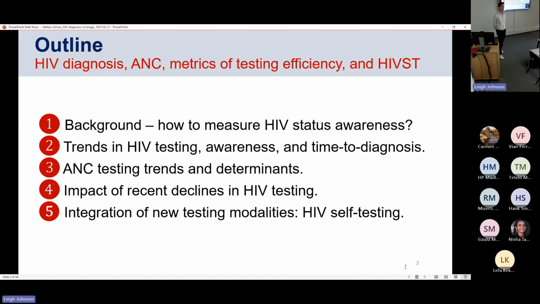The objective of the presentation today is to discuss work we've done on measuring diagnosis coverage, so the proportion of people living with HIV who are aware of their status, but also some ongoing work about how we can improve the model and where we should be going with these estimates and what the new challenges ahead are. So first I'm going to briefly recap how to measure HIV status awareness or knowledge of status, and then we're going to go on to 4 different projects on estimating trends in diagnosis coverage, but also time to diagnoses, the importance of ANC testing and its determinants, the impact of recent decline in HIV testing on different metrics of testing efficiency, and the potential integration of new testing modalities, especially HIV self-testing, because this one would affect the interpretation of the program data. And I'm going to go back to that later in the presentation.